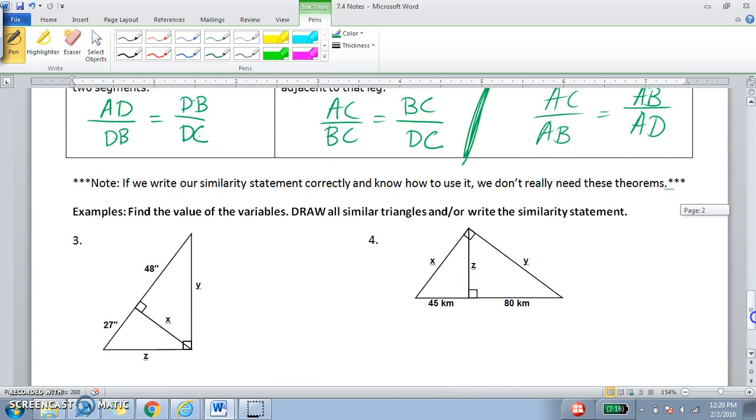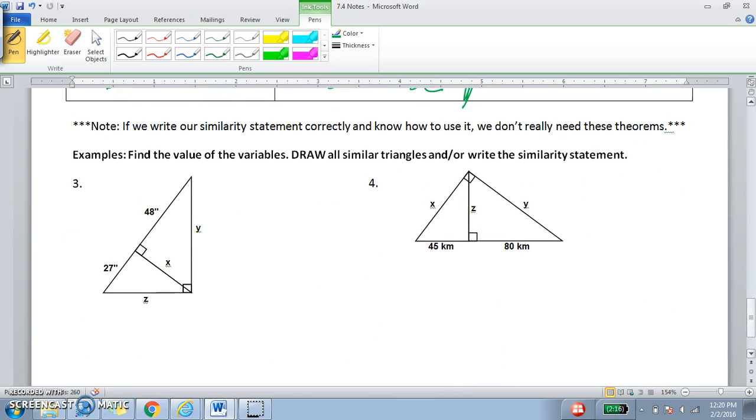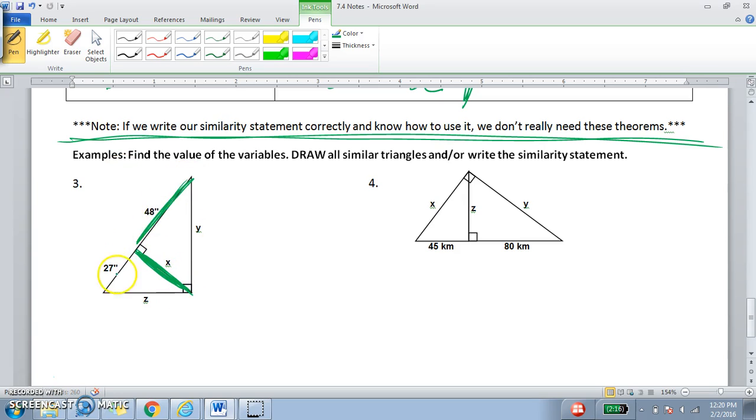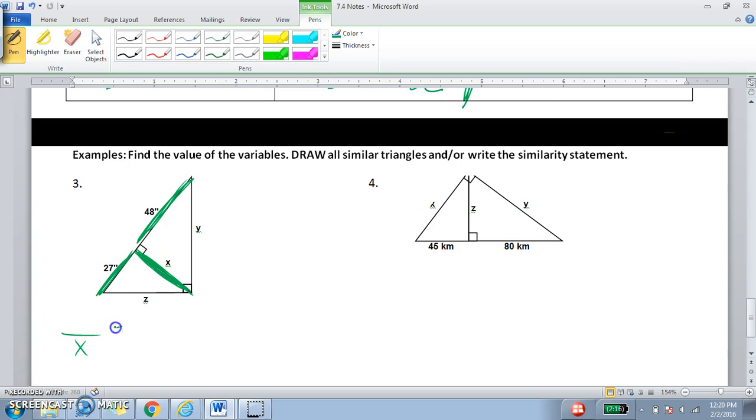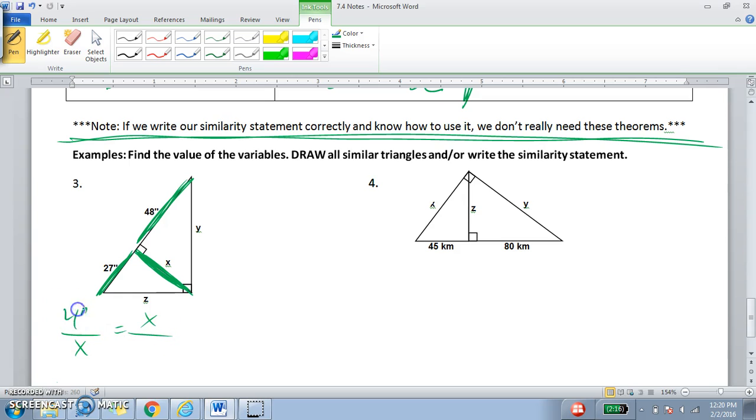More examples of geometric mean and how to use this. Okay, so note also that if you like the first way better, drawing out the three triangles, comparing all the sides, you can absolutely do that. This is just another way to solve the same problems. Okay, so starting with the first geometric mean theorem, the altitude itself is going to be the geometric mean between these two pieces. So x here and here, 48 and 27 here and here.